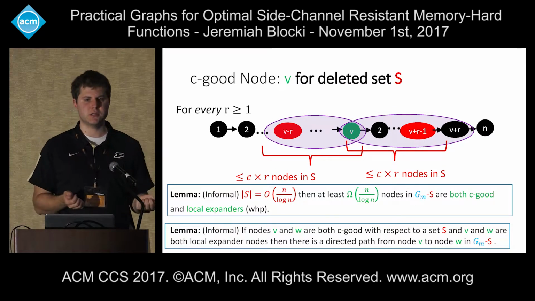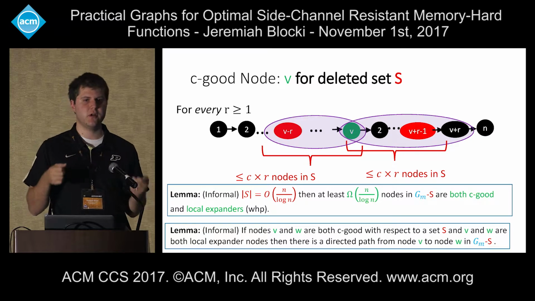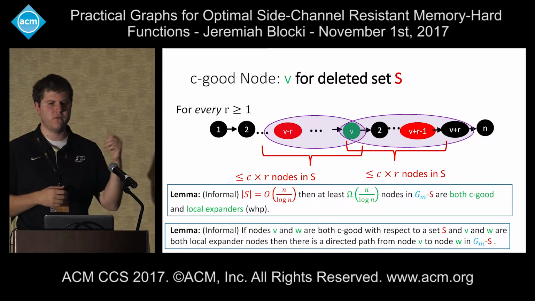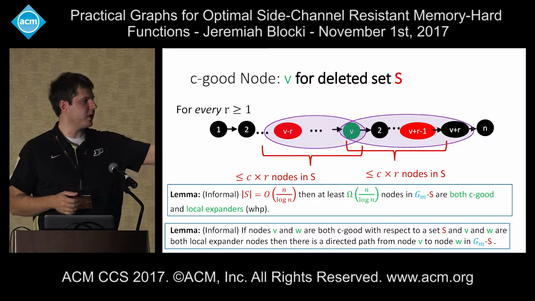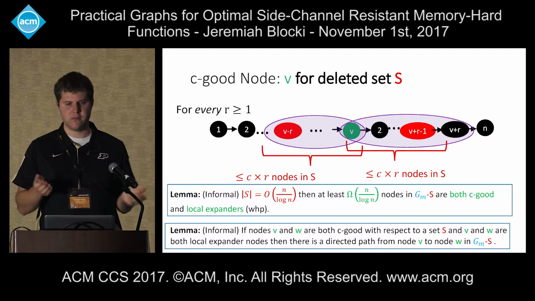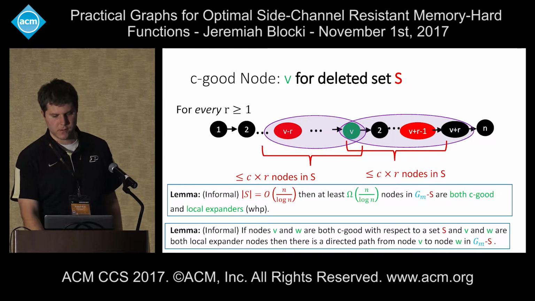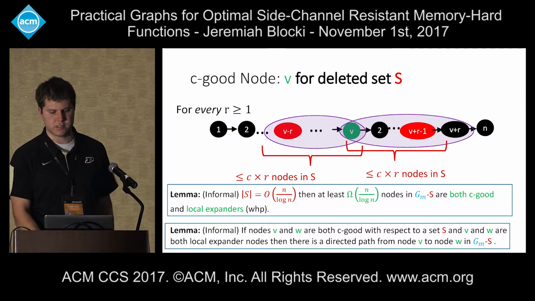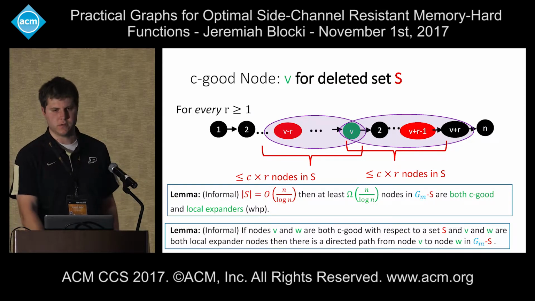Then we also use the notion of a C-good node. Given a set S of nodes that we're deleting, we say that a node V is C-good with respect to this set S if, for every interval centered around V, the fraction of deleted nodes in the set S is not too large. So here, if we look at this node, there are at most C times r deleted nodes in this interval.